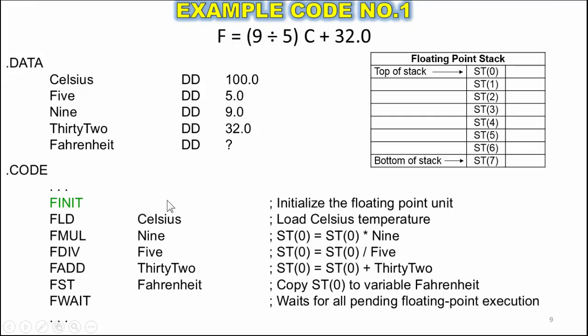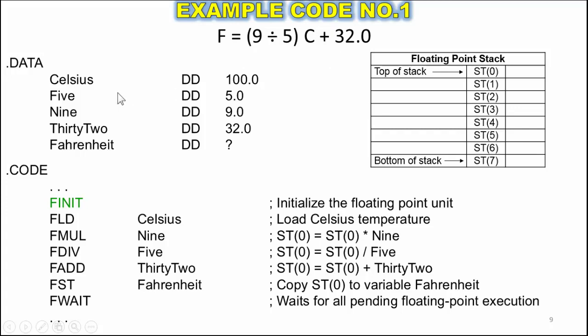To better understand how to use the floating point instruction set and also the role of the floating point stack, let us examine some example code. Let us convert 100 degrees Celsius into its equivalent Fahrenheit temperature using the formula Fahrenheit is equal to the quantity 9 divided by 5 multiplied by Celsius, to be added to the constant 32.